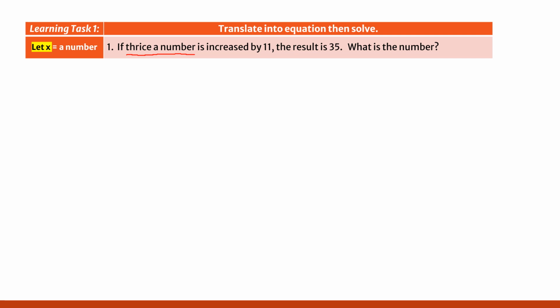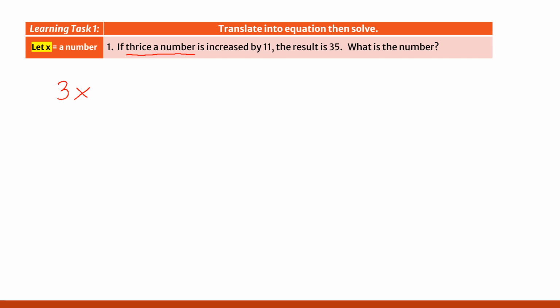So, in this problem, meron tayong nakalagay na ito, yung sabi dito ay thrice a number. So what do you mean by thrice a number? So pag sinabing thrice a number, it is 3 times what? 3 times a number. Sabi natin, we will let x being what? A number. So ibig sabihin, 3x, yan yung thrice a number.